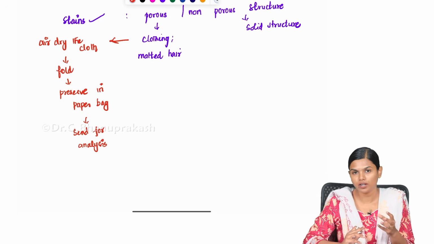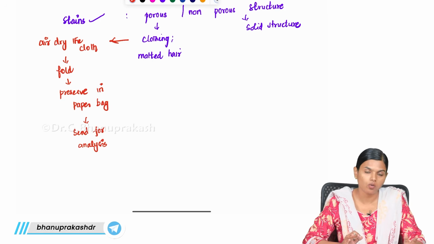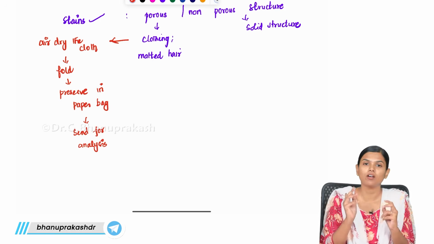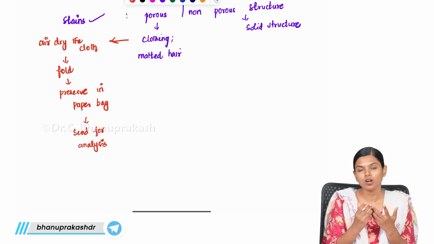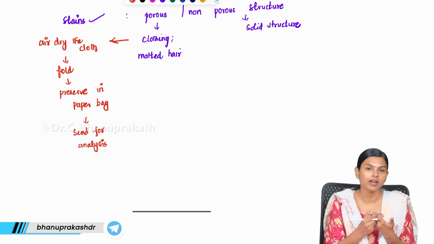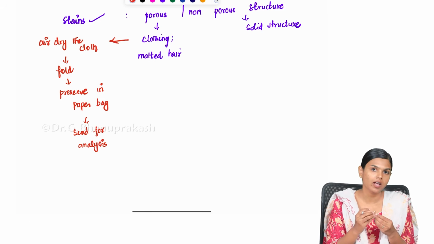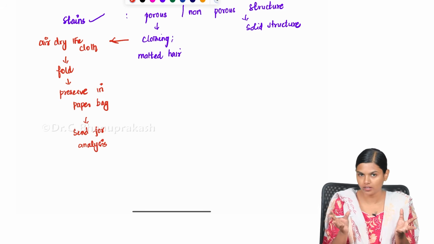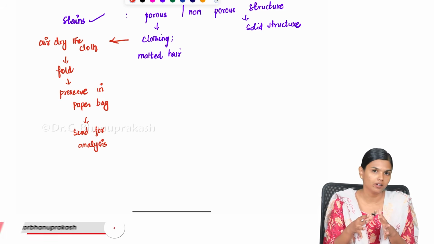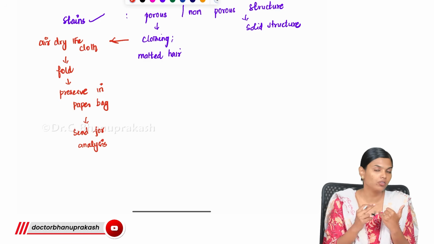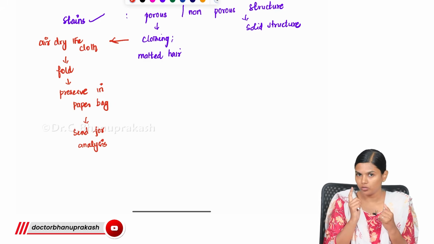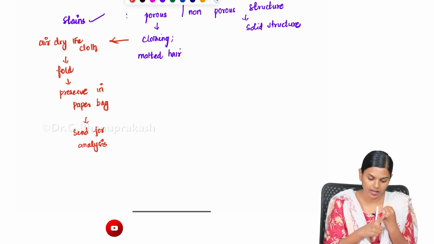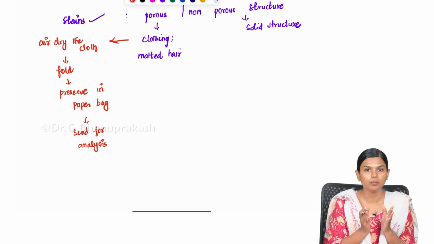So whenever you get a very wet stain, you have to air dry it. You should not dry it under sunlight, because if you use sunlight, the protein will degrade and you will not be able to identify the semen or the blood in it. So you have to air dry it. If you don't dry it, there will be fungal formation and you will lose the evidence. So you have to definitely air dry it, and you have to fold it properly.